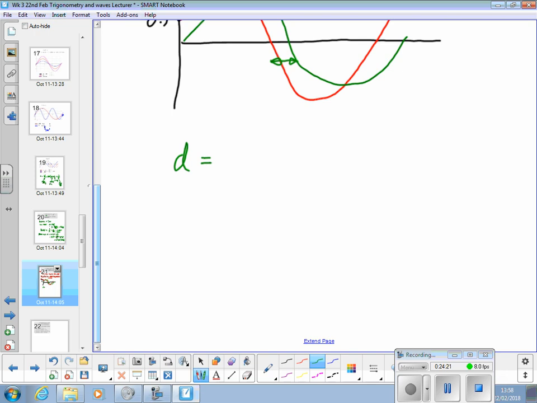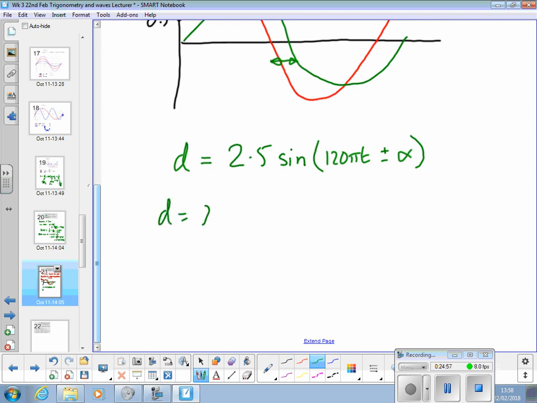Do we know I at this point? Yes, we do. 2.5 meters. That's times the sine. We know omega, 120 pi, t, and then that's plus or minus alpha. So we know everything now except alpha, and we're being given what D is.